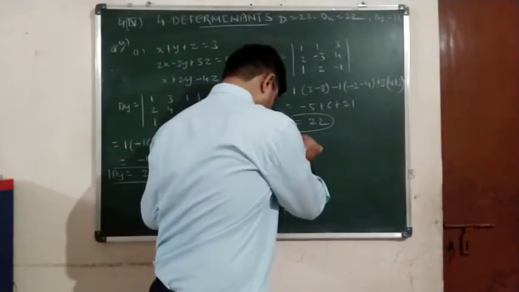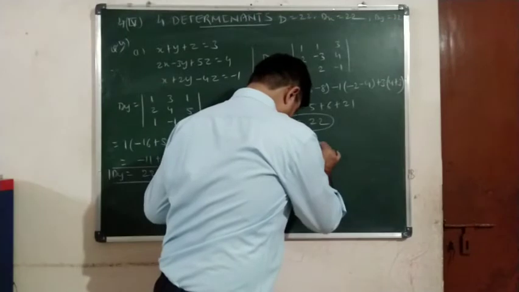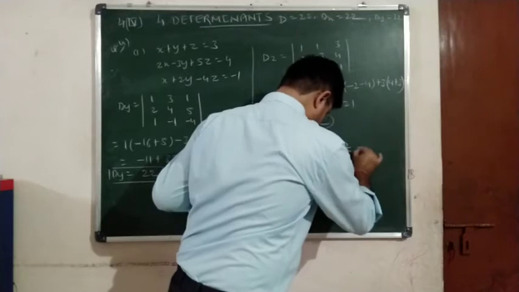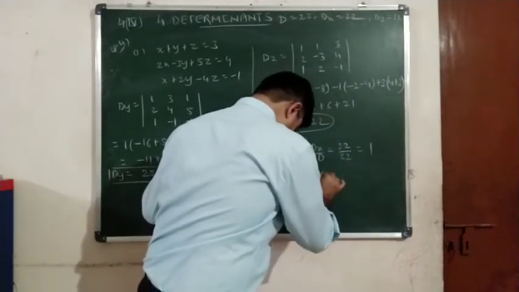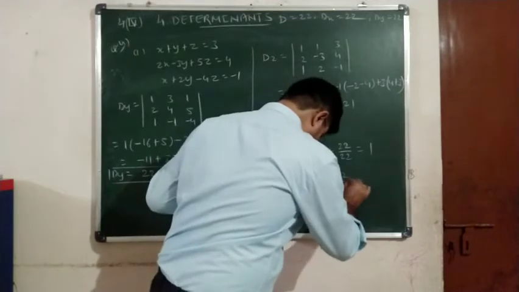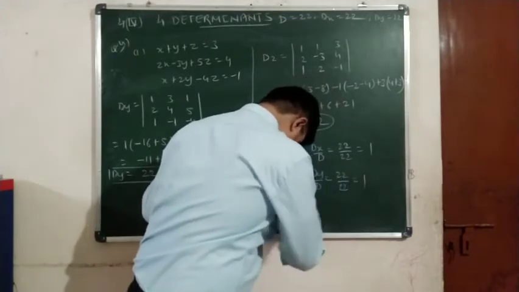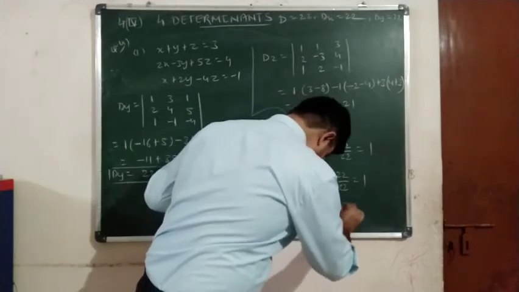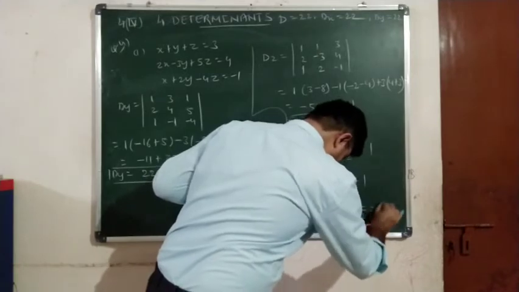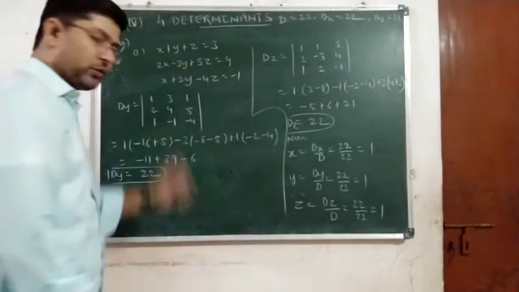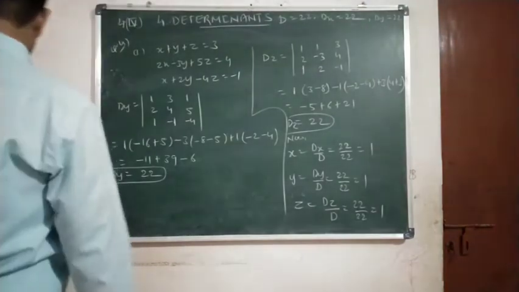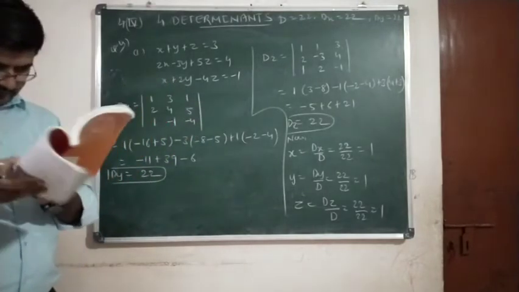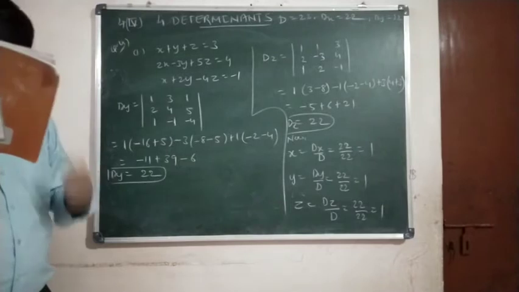So now x is equal to dx upon D. So 22 upon 22 is 1. Y is equal to dy by D, 22 upon 22 is 1. And z is equal to dz upon D, so 22 upon 22 is equal to 1. So all the three values x, y, z are 1, 1 and 1 only. This is question number 4, number 1. Clear?